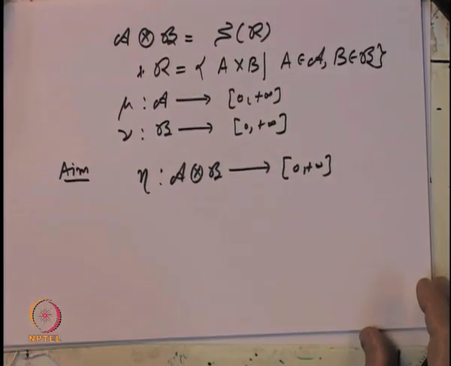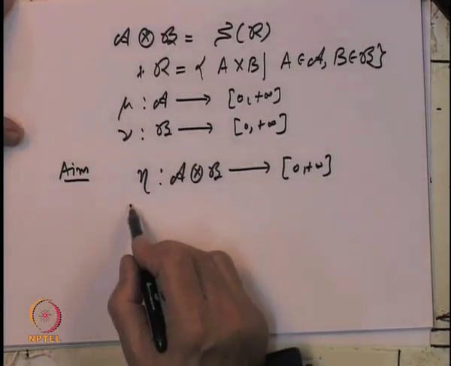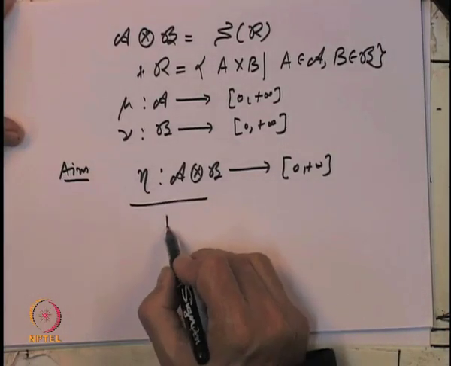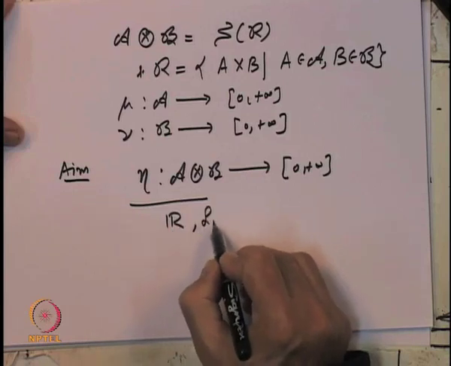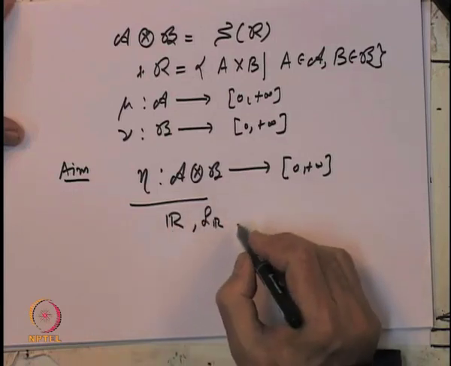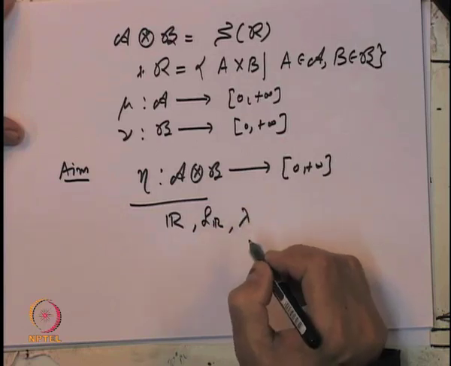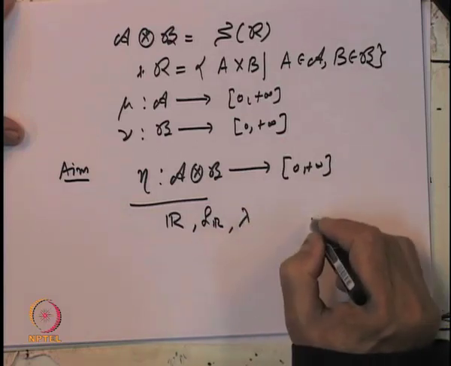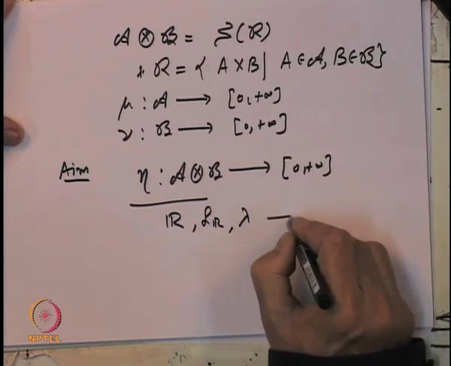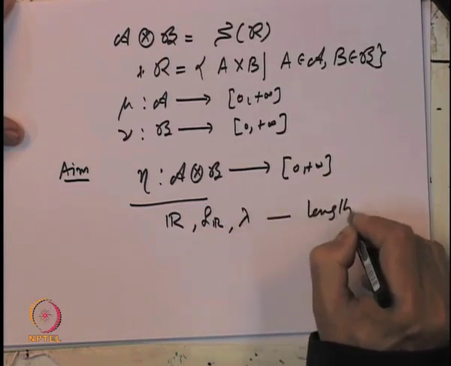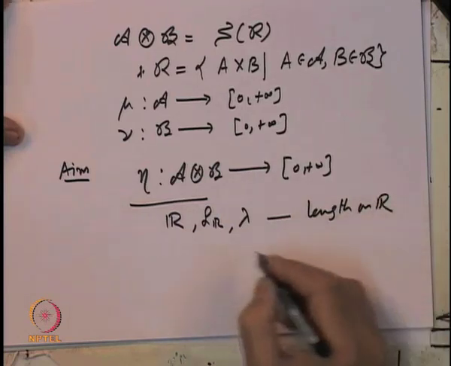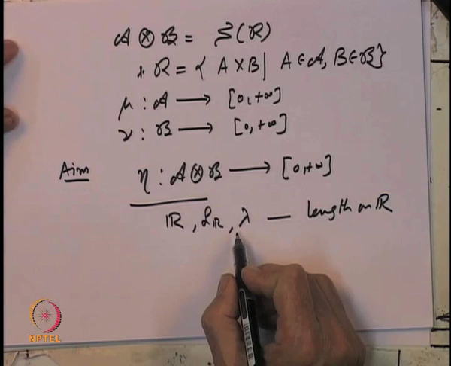Why are such things important? Let us just recall that on the real line and the Lebesgue measurable sets, we had defined the notion of the Lebesgue measure. So, that extended the notion of length on R for subsets of R which are not necessarily intervals.